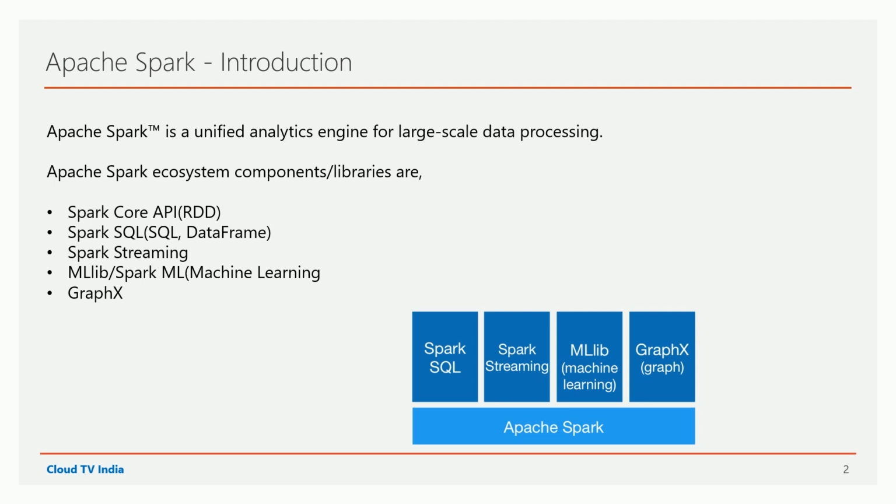Once they developed the core engine, they started implementing libraries for specific use cases. If you want to process structured data, they introduced Spark SQL as a library. For near real-time processing, they introduced Spark Streaming. For building machine learning applications, they built MLlib or the Spark ML library. For graph-based data, they used GraphX as a library. So this is the overall Spark ecosystem of libraries or components.